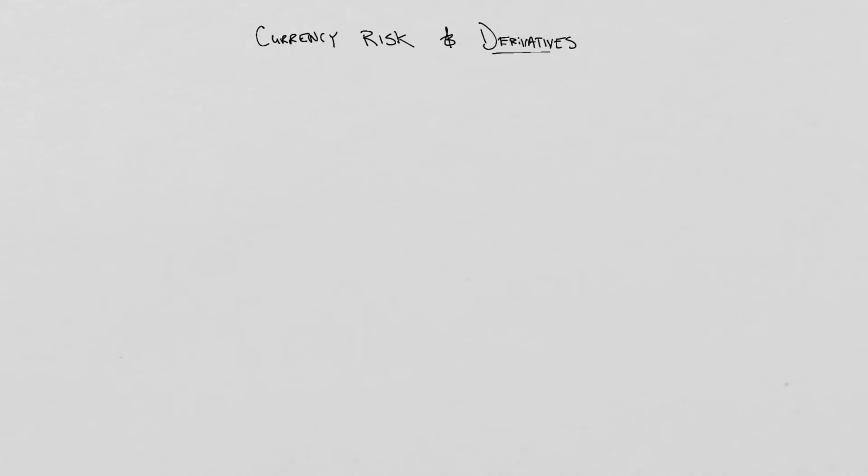This video talks about currency risk, some locations in which currency risk can occur, as well as how derivatives can be used to manage some of that risk. So currency risk pops up all over the place, and when we're talking about currency risk in the context of doing business, there are three different types: transaction, translation, or economic or operating risk.